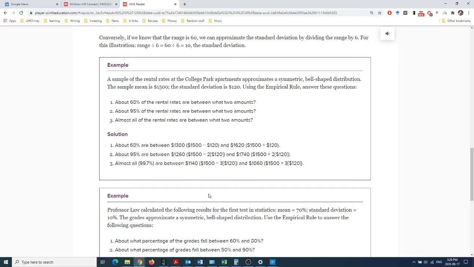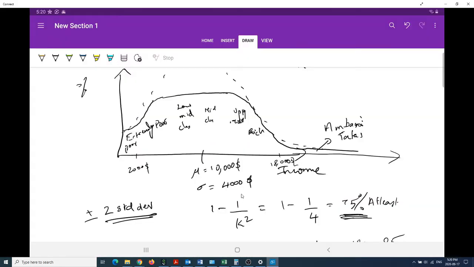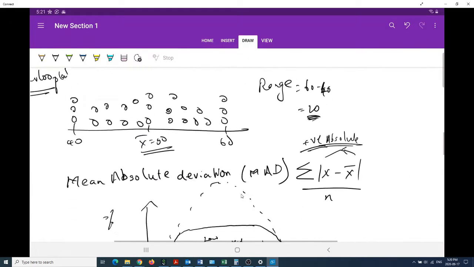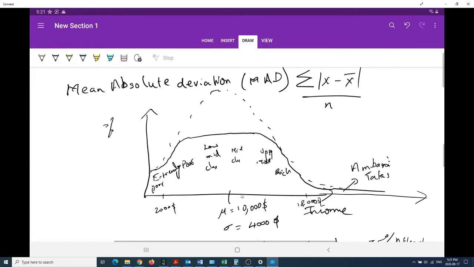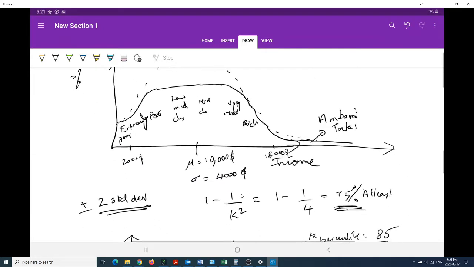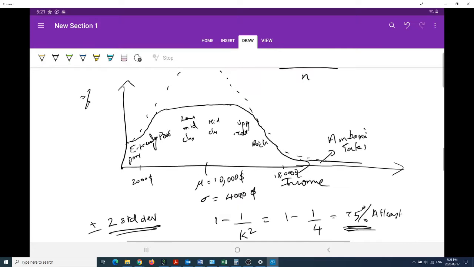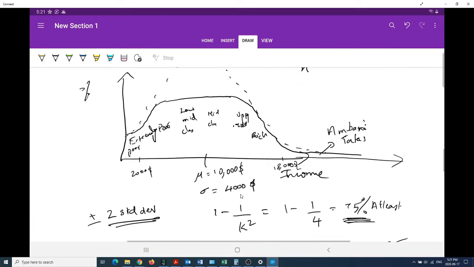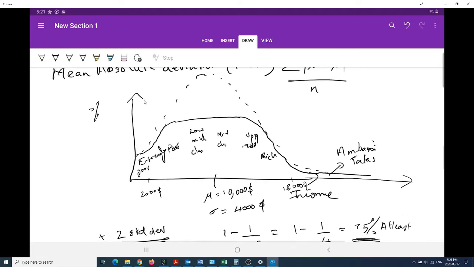Okay, so let's look at another example. I already wrote down certain things here because I recorded this video once before and the sound wasn't being recorded. Let's take another distribution, the distribution of income in India. The average income in India is around $10,000 with a standard deviation of $4,000.